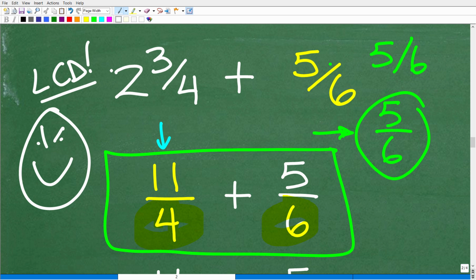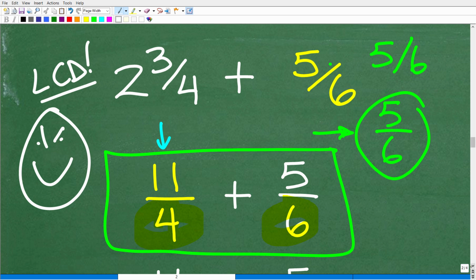So if you like math shortcuts, you got to check out my videos on how to add fractions without an LCD, without using LCD. Of course, you'll have to check out my YouTube channel or my other videos on YouTube for that. But in this particular case, we're going to review how to find the lowest common denominator because these denominators are not the same.